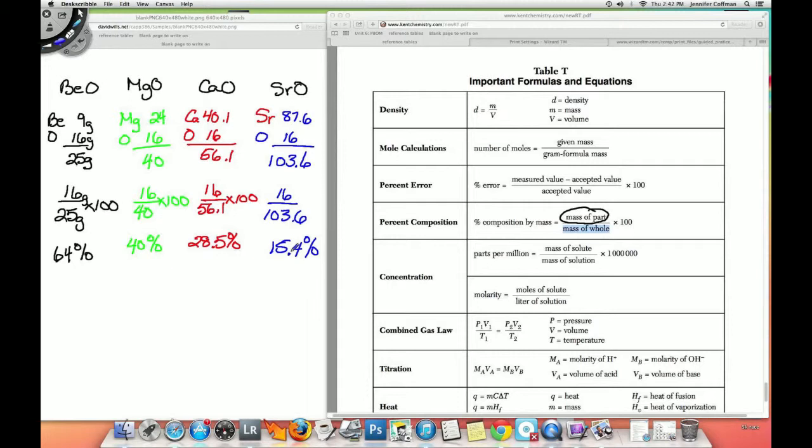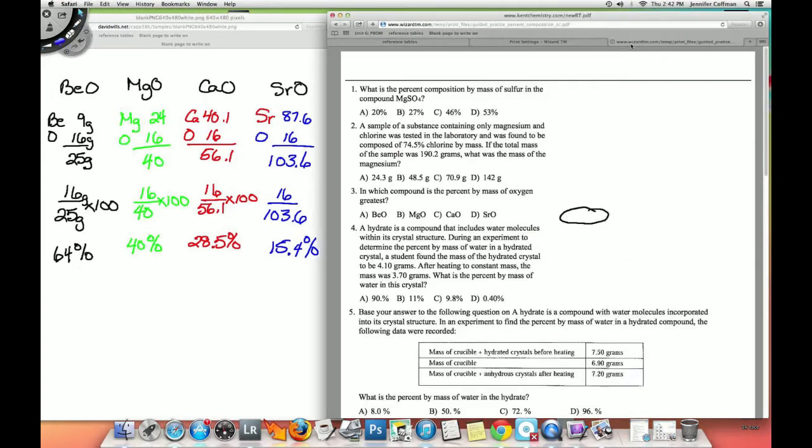Now, doing all of this here, I have forgotten what the question is actually asking, so we're going to go back to the question. And the question says, in which compound is the percent by mass of oxygen the greatest? Okay, so that's important to know because I didn't know if they were asking for the greatest or the least.